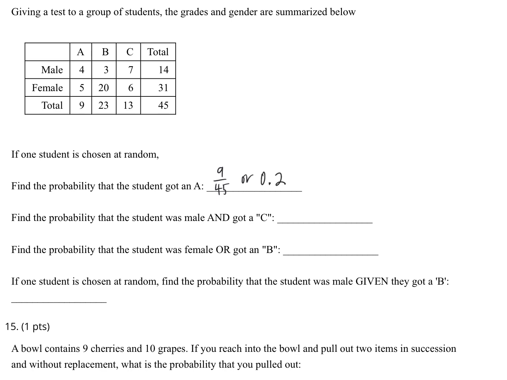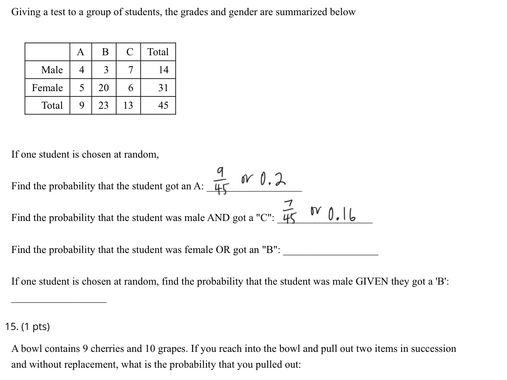Find the probability that a student was male and got a C. So male and C is just that part where they overlap. So it's just this, that's 7 out of the total 45. So we'll have 7 out of 45 as a fraction. If they want a decimal, rounded to the nearest hundredth, it would be 0.16.